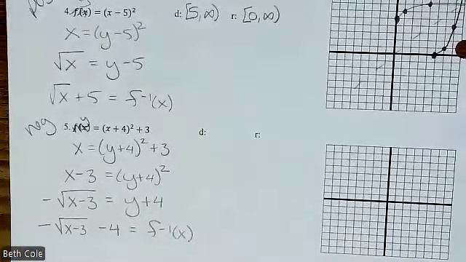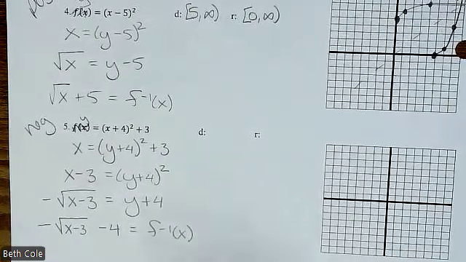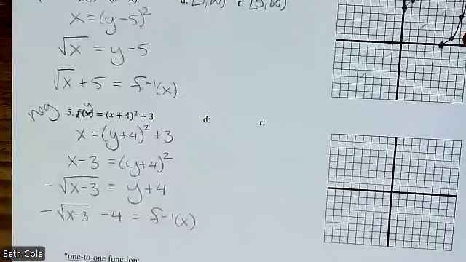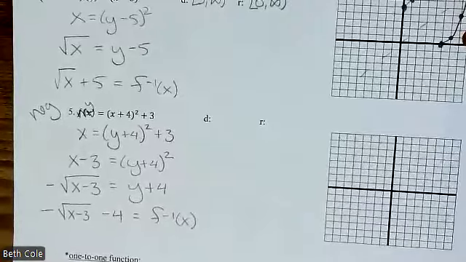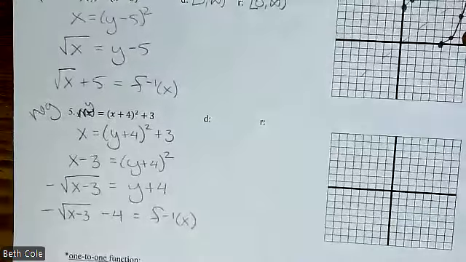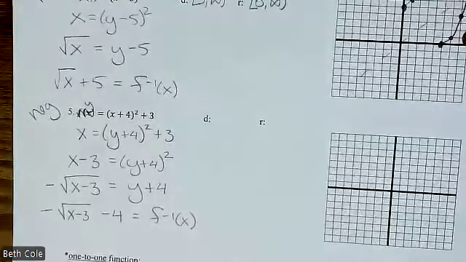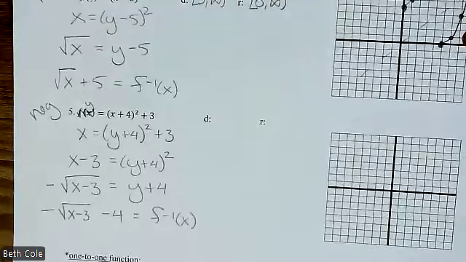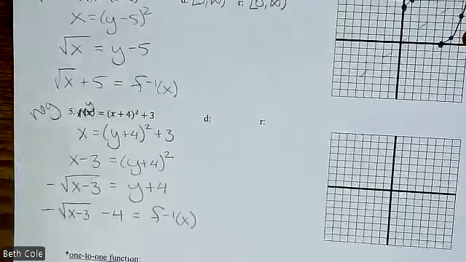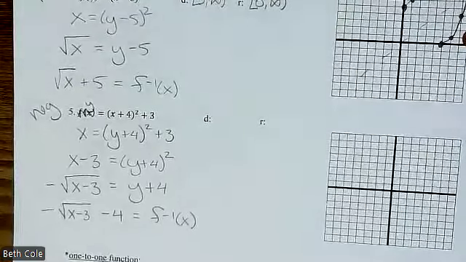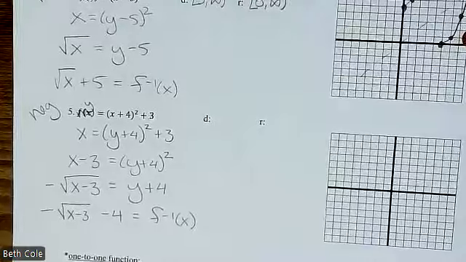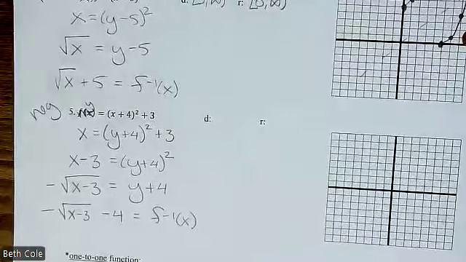It'll be a function. It'll pass your vertical line test. On the step where you would have put a plus and a minus, you just choose, do I want the plus or do I want the minus? You just don't put plus minus, you just put one or the other. You're just making a choice which one. Yeah, that's it.